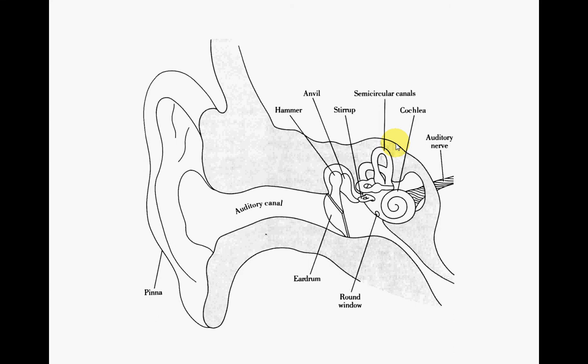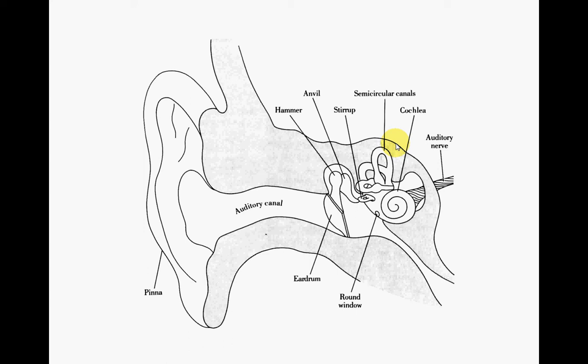Welcome to Lecture 7, Part 2, where we're moving on to audition. In other words, hearing. The structure of the ear. The anatomy of the ear is described in terms of three regions: the outer ear, the middle ear, and the inner ear.